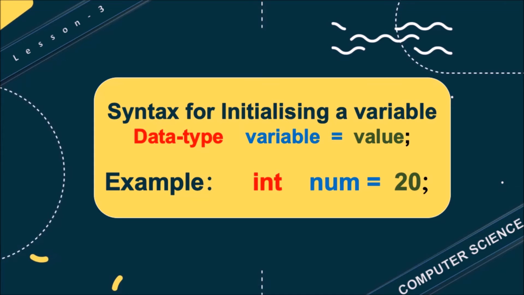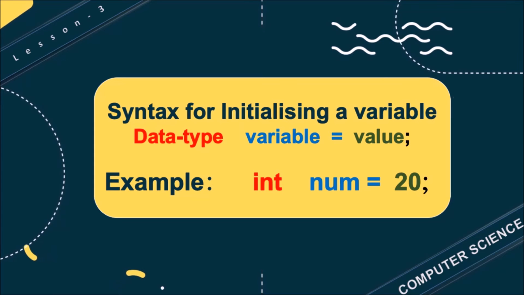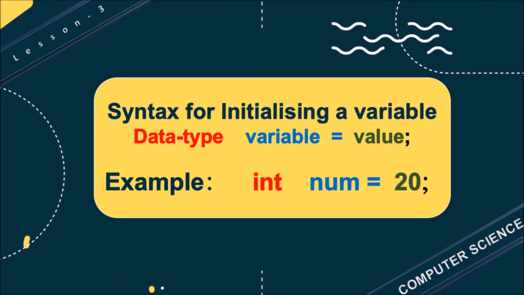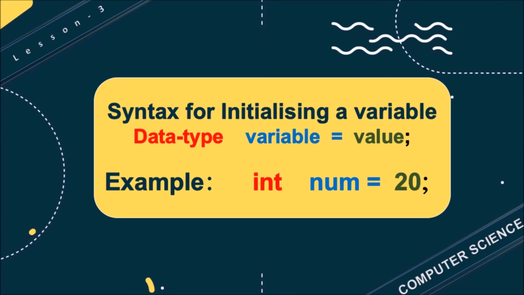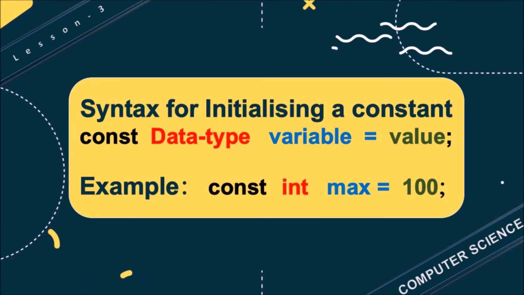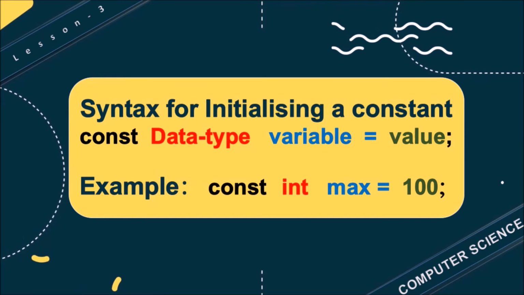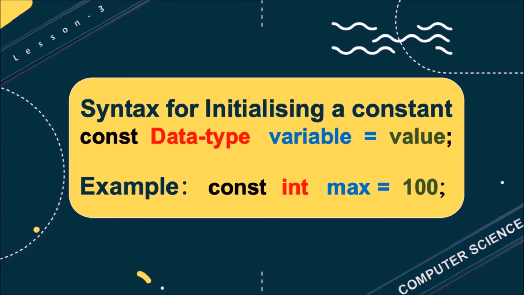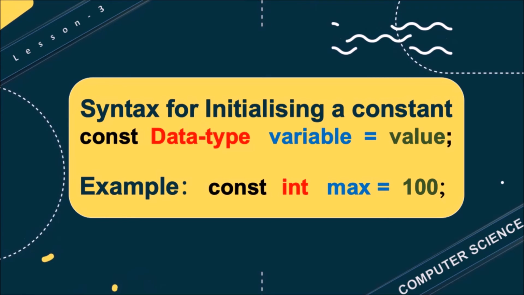We can also initialize the variable after declaration. Here in this sentence, we are initializing it along with declaration. Similarly, we can initialize the constants. We use the word const data type, then constant name equals to value.